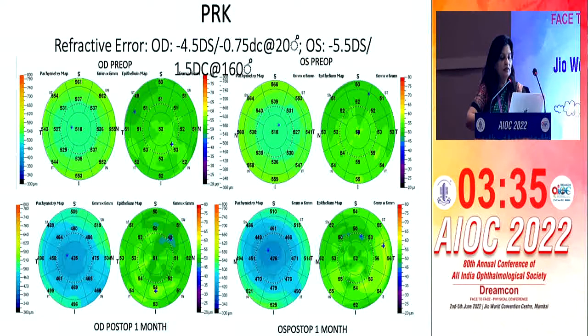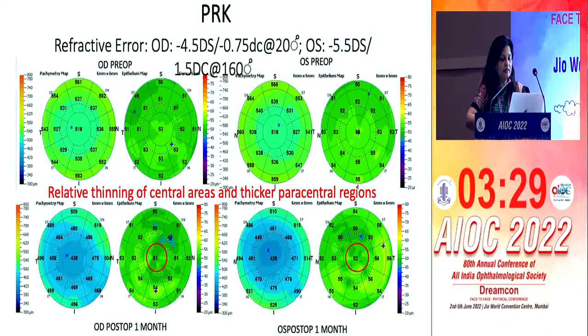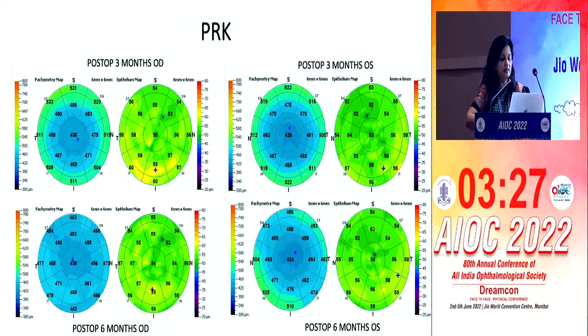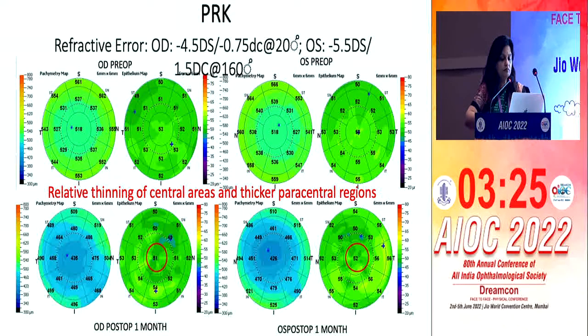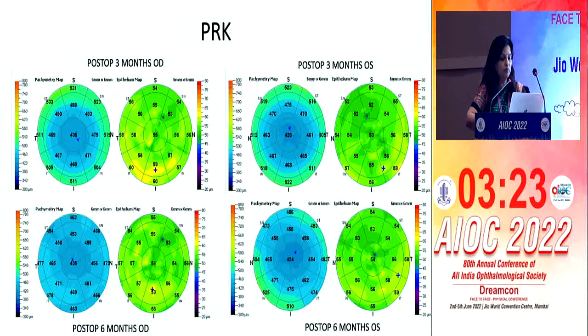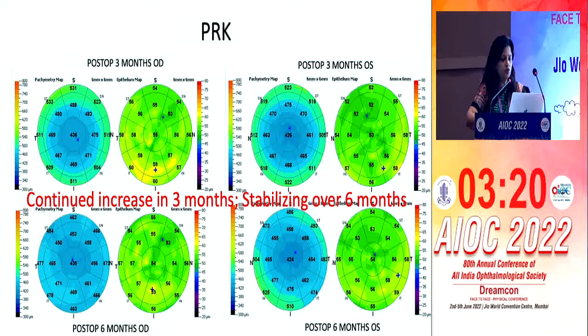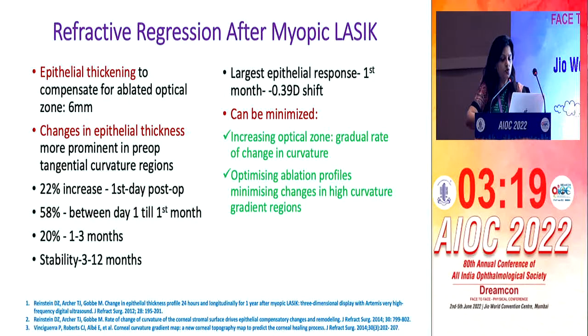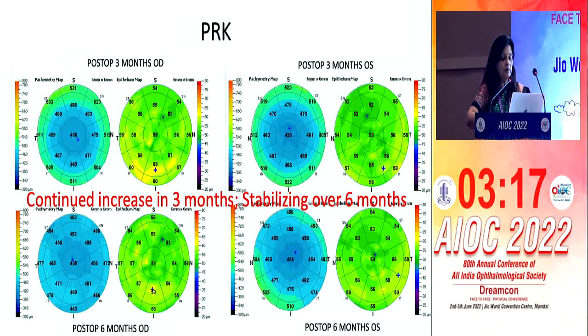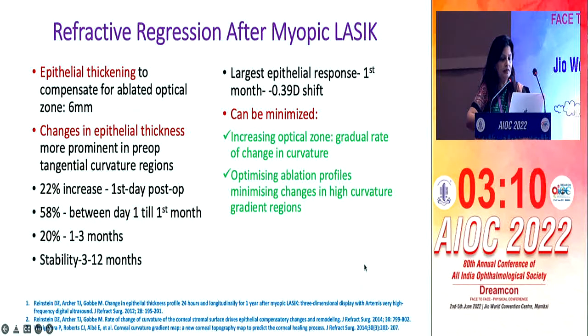This is just to show a case of PRK pre and post-op, right and left eye, and just to show how the thickness varies. There's relative thinning of the central area and thicker paracentral regions. Now this is at 3 months, which also continues to change, but it stabilizes over a 6-month period. So you can see that between the 6-month picture and 3-month picture, there's hardly any difference.